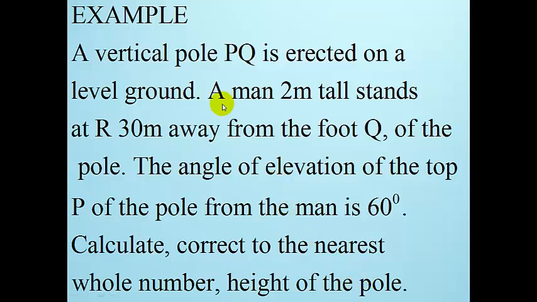Now let's go over this question again. We have a vertical pole, PQ, erected on level ground. A man 2 meters tall stands at R, 30 meters away from the foot Q of the pole. So the distance from where the man stands to the foot of the pole is 30 meters.